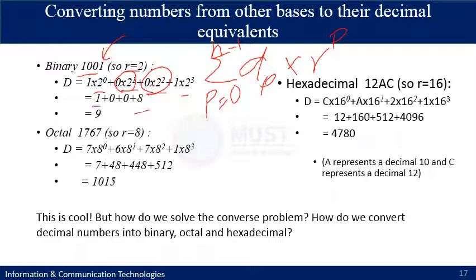Therefore we have two terms, 1 and 8, and it is summed up to 9. Therefore the representation of this binary number in decimal is 9.